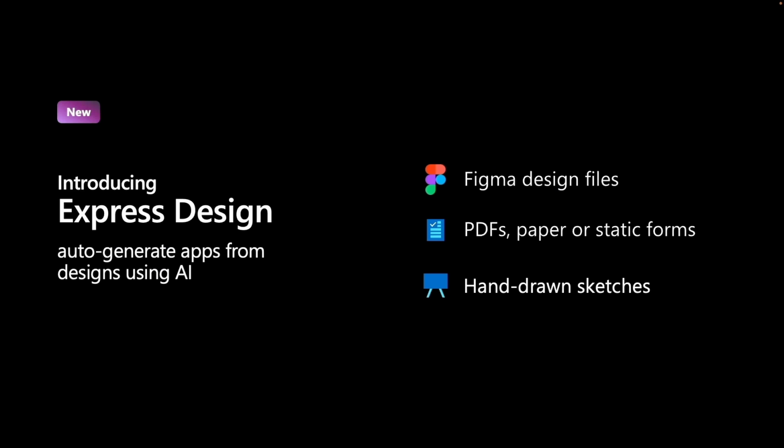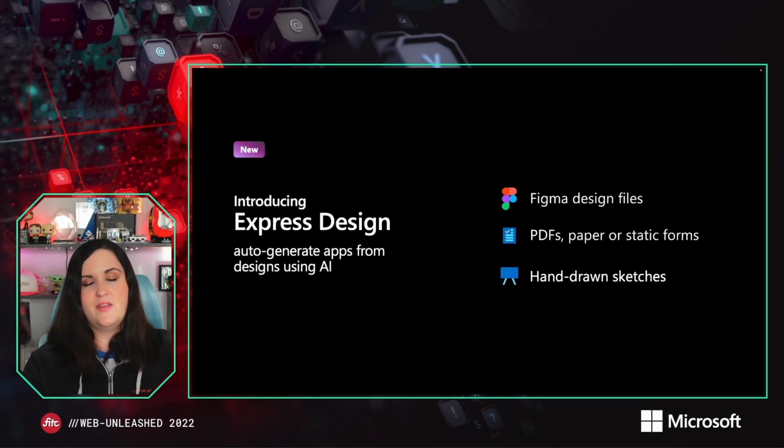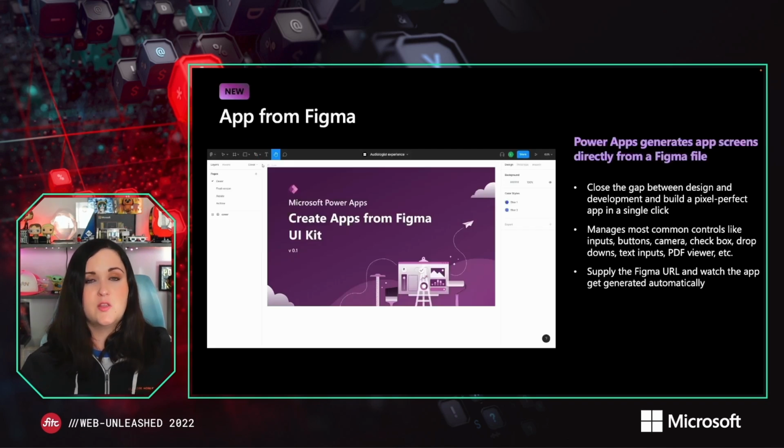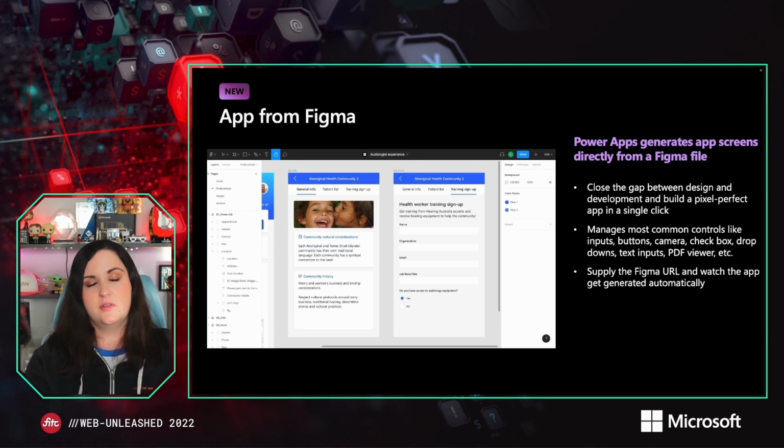Now, one of the other things I really wanted to touch on from a Power Apps standpoint that's very interesting from a professional developer side of things is something called Express Design. So some of the applications I just demoed, you might think those are cool, but I could probably make something look a little bit better in the tool of my choice, right? So with Express Design, we're making the story a little bit easier because we have Figma integrations. With this new Express Design capability, we can generate a Power App from a Figma file. So this is really closing the gap between design and development.